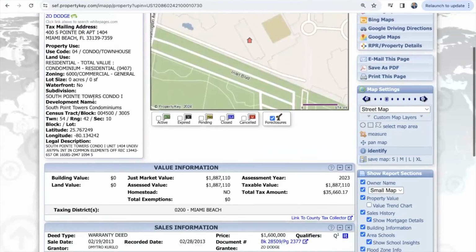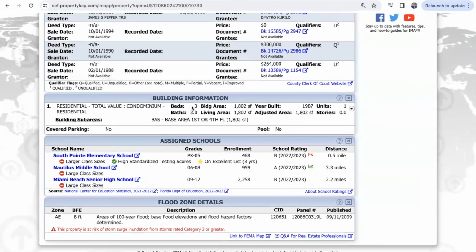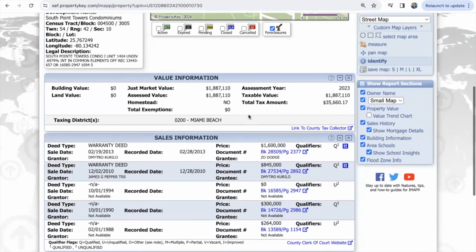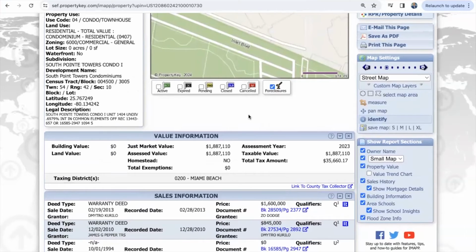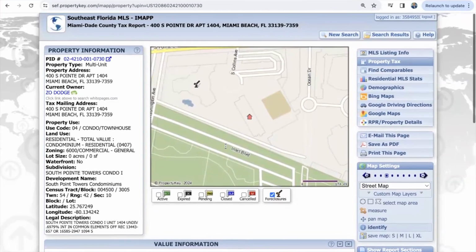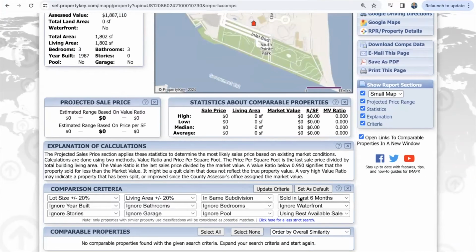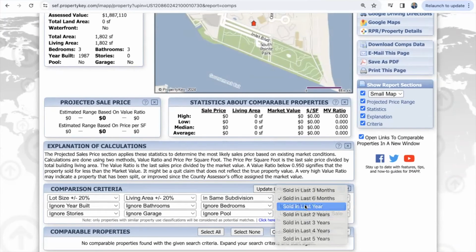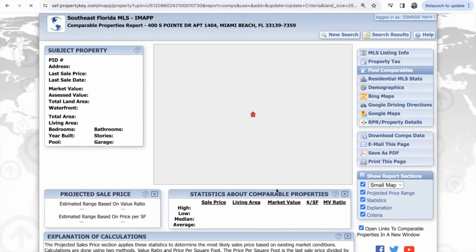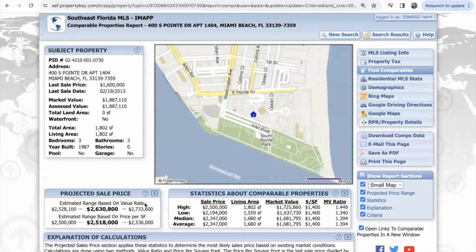All right, guys. So once again, we have over here a unit, and it's 1,802 square feet. Okay. And the market value per Miami-Dade County, all right, we have over here market value of 1,887,000. That's not the true market value. That's based on the taxes alone. We're gonna click on find comparables and see that within the last 6 months, there are no comps. Within the last year, all right, we found 2 comps.